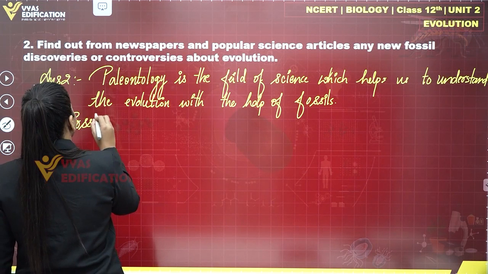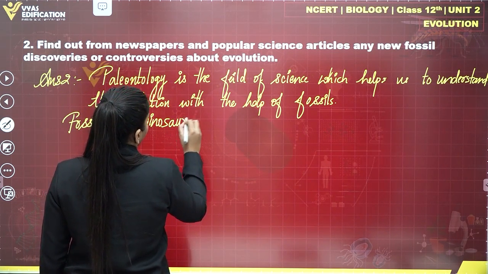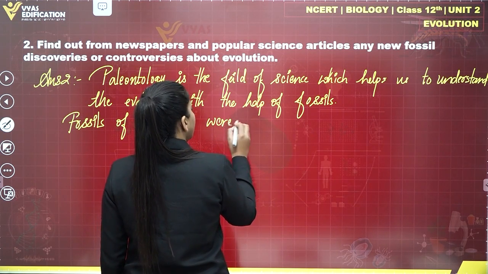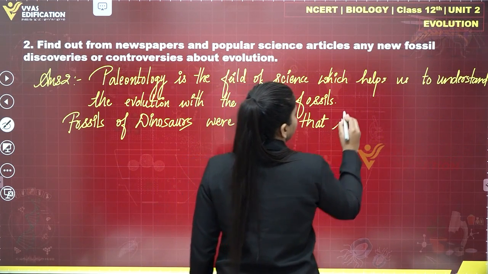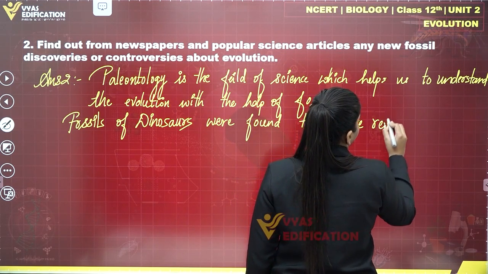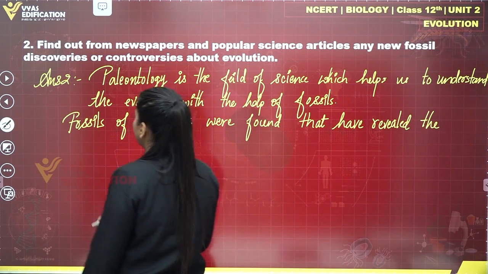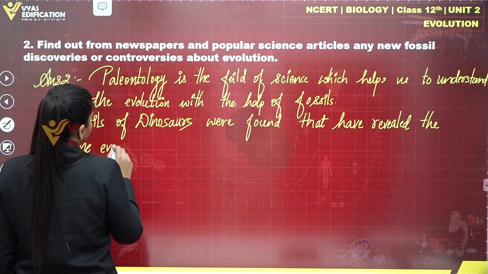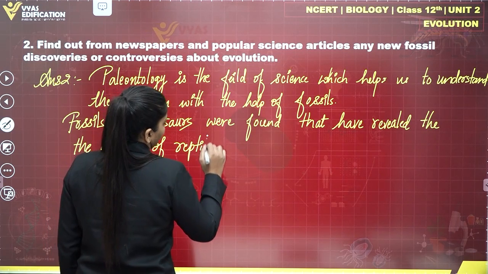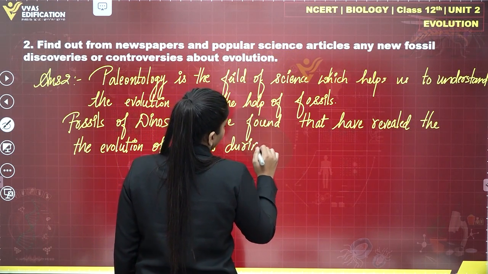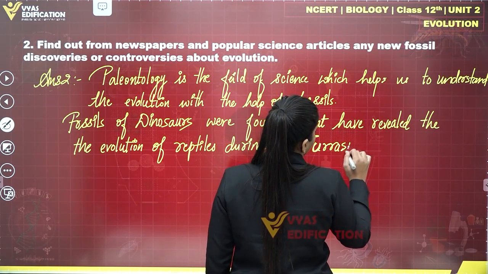Now, for example, fossils of dinosaurs. Fossils of dinosaurs were found, right? We found the fossils of dinosaurs that have revealed the evolution of reptiles during the Jurassic period.